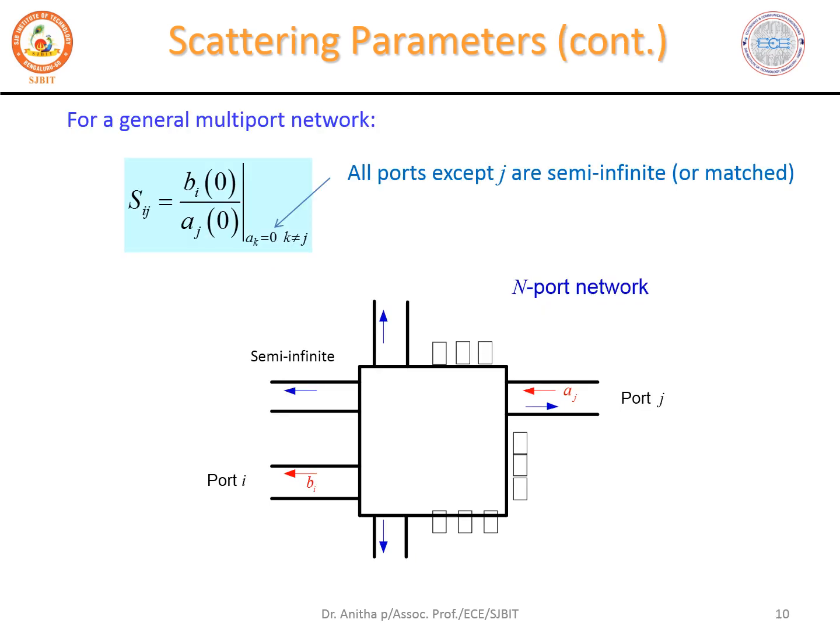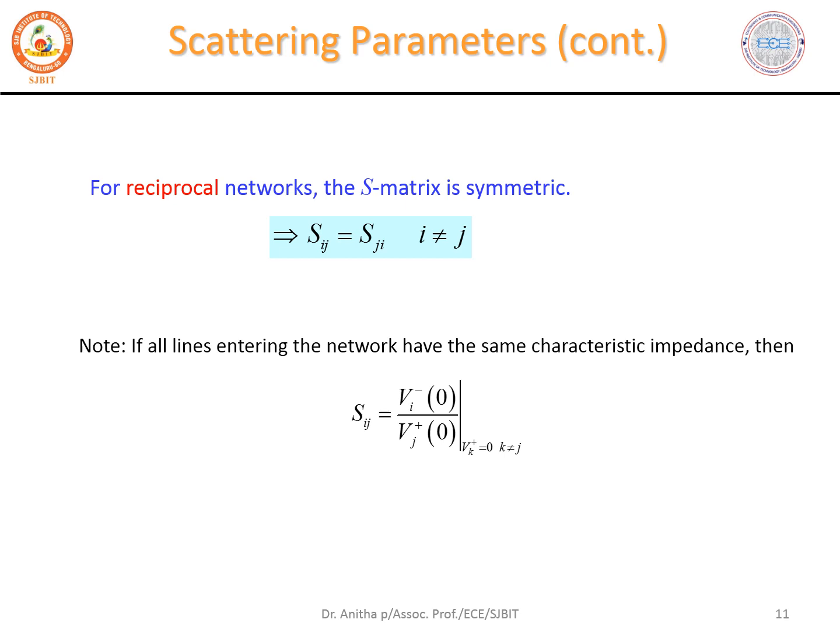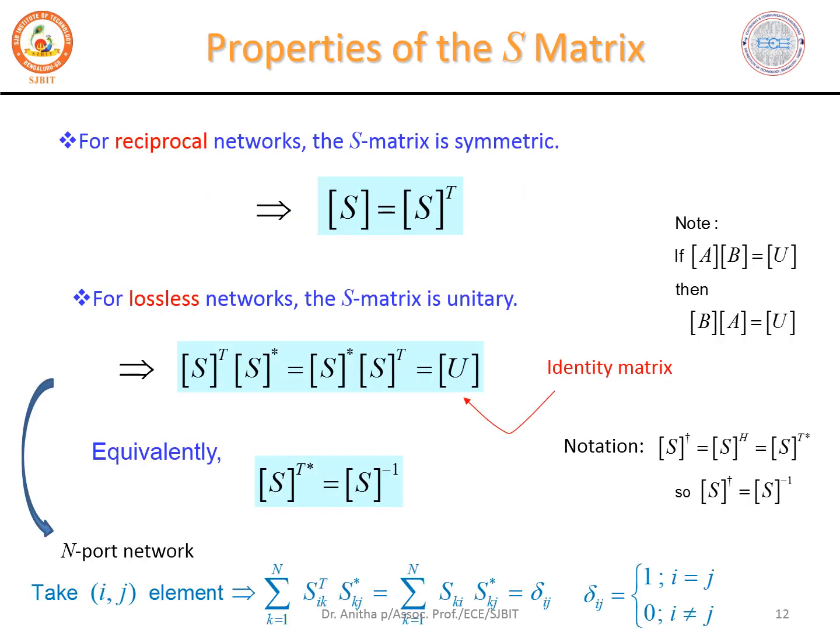And similarly, we say that Sij is nothing but a ratio of B to A. So B is outgoing and A is incoming. In Sij, you observe the Bi to Aj ratio, not Bj to Ai, Bi to Aj ratio, concluding that all other terminals or other ports must be terminated. And for the reciprocal property, as we had seen, Sij must be equal to Sji, condition i not equal to j. Then if it satisfies, you can say that this network is symmetric and reciprocal. You can also cross verify with the transpose.